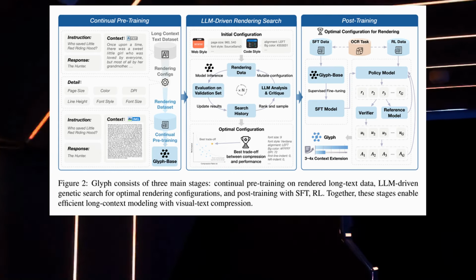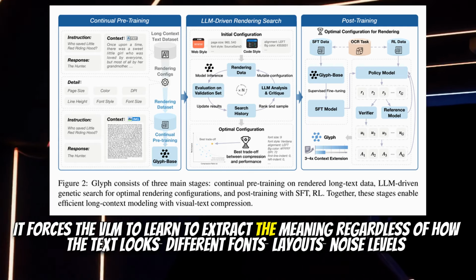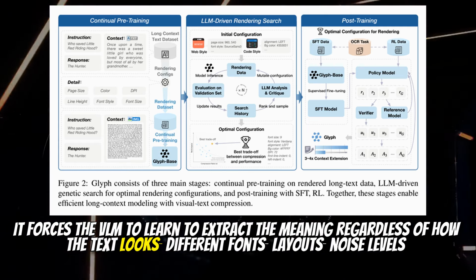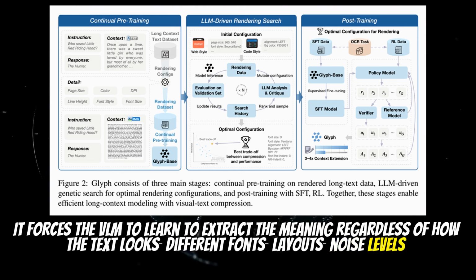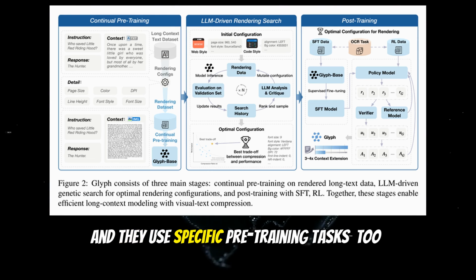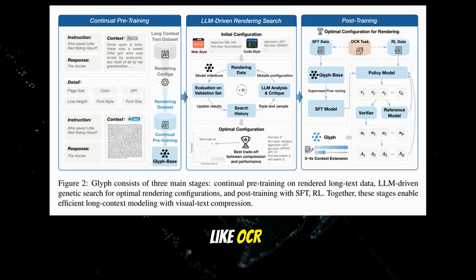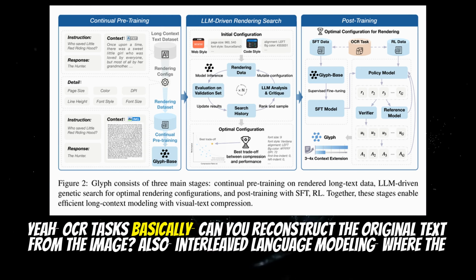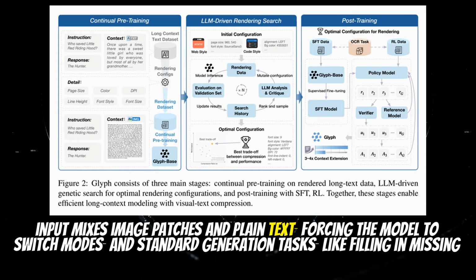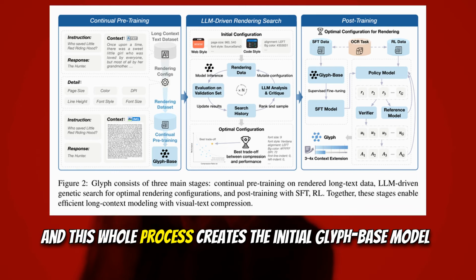That variety is crucial. It forces the VLM to learn to extract the meaning regardless of how the text looks: different fonts, layouts, noise levels. It needs to be robust, and they use specific pre-training tasks too. Like OCR. Yeah, OCR tests basically, can you reconstruct the original text from the image? Also, interleaved language modeling, where the input mixes image patches and plain text, forcing the model to switch modes, and standard generation tasks, like filling in missing text. And this whole process creates the initial glyph-based model.